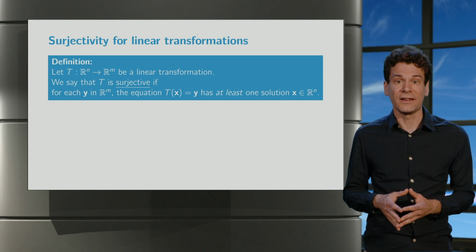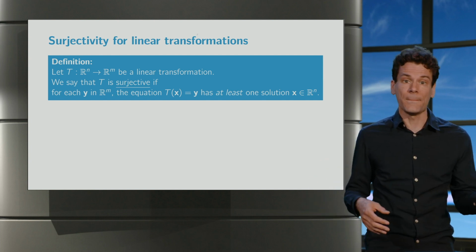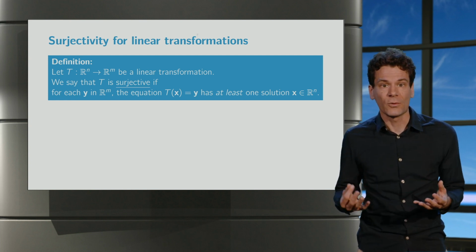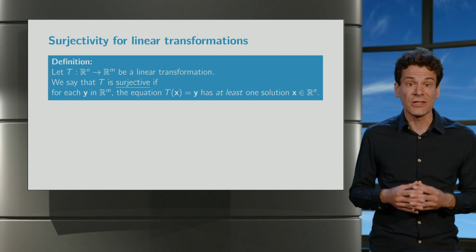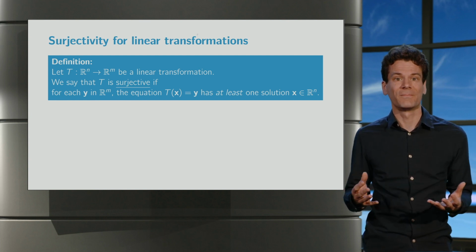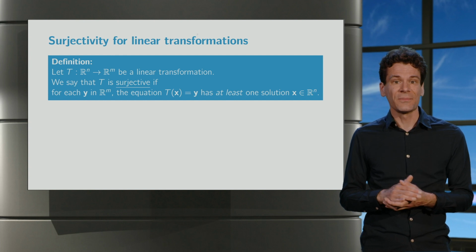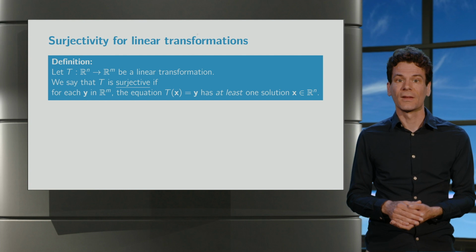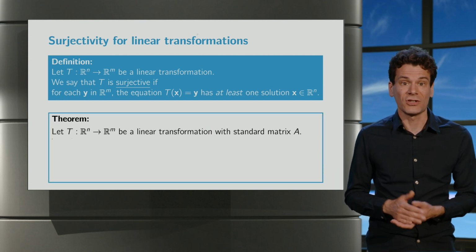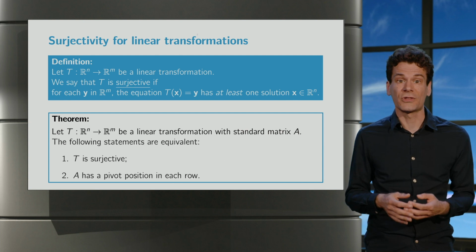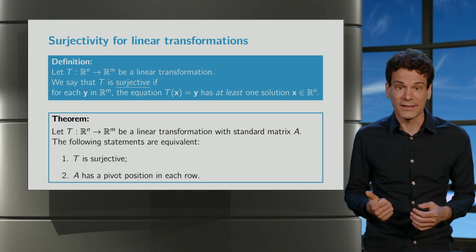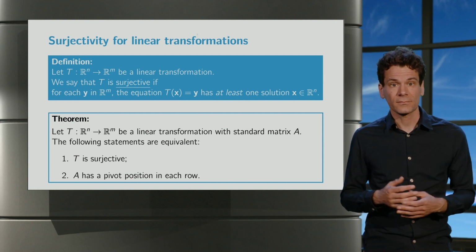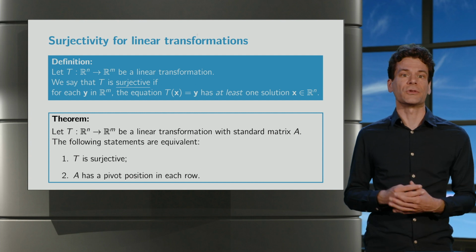Let T be a linear transformation from R^n to R^m, then we say that T is surjective if for each y in R^m, the equation T(x) equal to y has at least one solution x in R^n. Just as in the case of injectivity, we can tell whether a linear transformation is surjective or not from the standard matrix. Let T be a linear transformation with standard matrix A, then the following statements are equivalent. T is surjective and A has a pivot position in each row. Let me illustrate the theorem in two examples.